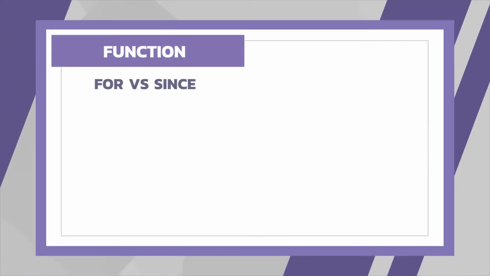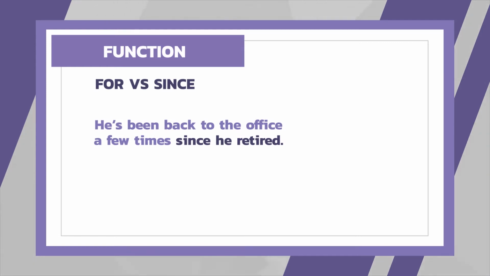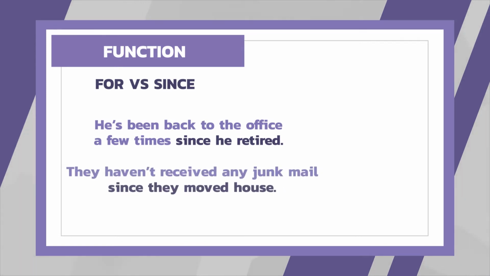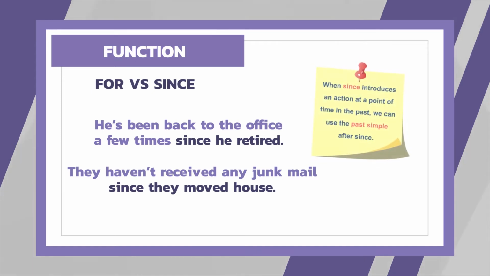Okay, in present perfect tense you will see the word since. I will show you the examples. He's been back to the office a few times since he retired. They haven't received any junk mail since they moved house. You can see since he retired and since they moved house, right? This is an explanation of since. When since introduces an action at a point of time in the past, we can use the past simple after since, right? You can see since he retired, since he moved house. This is past simple after since.